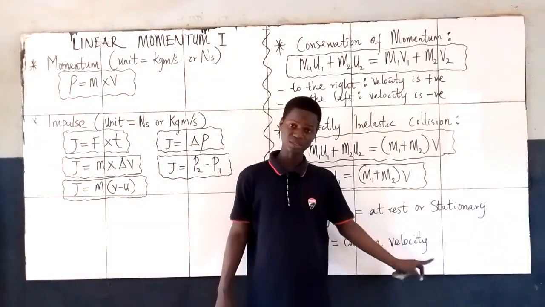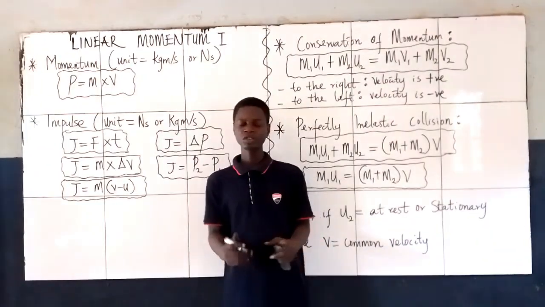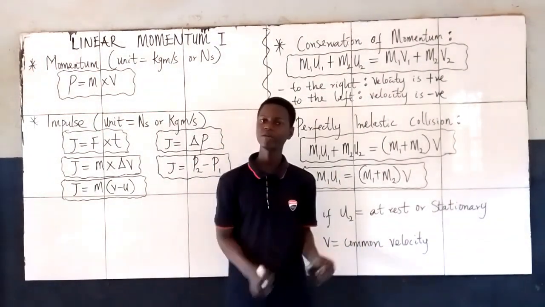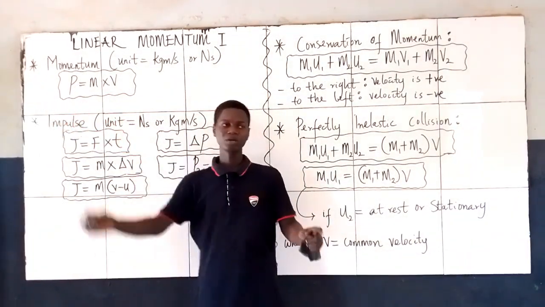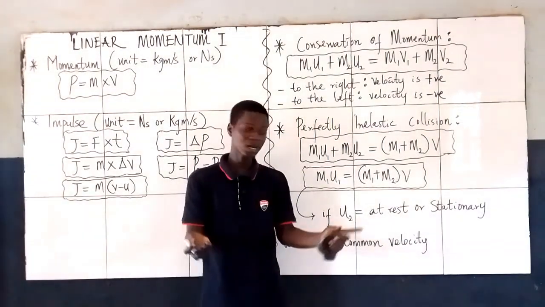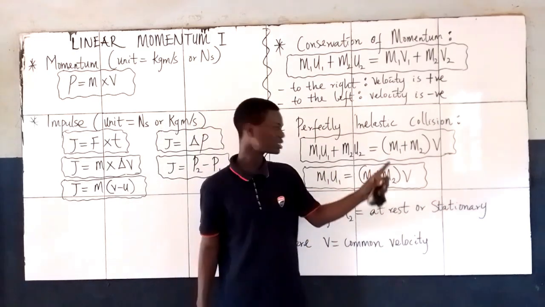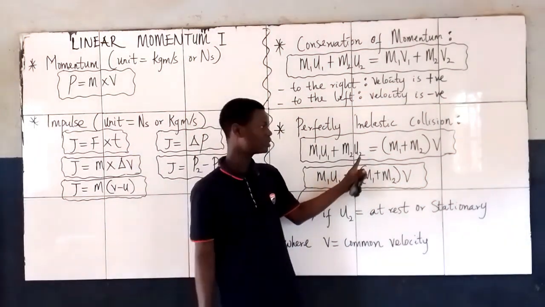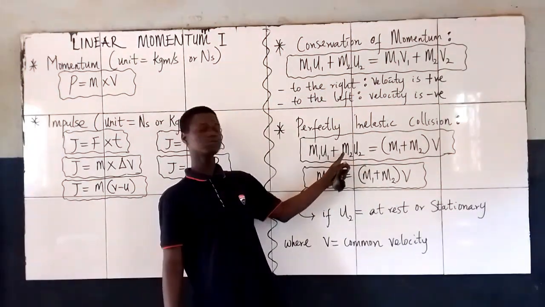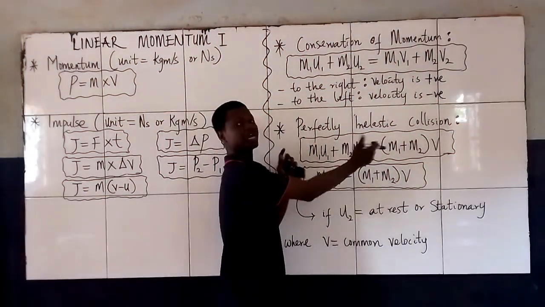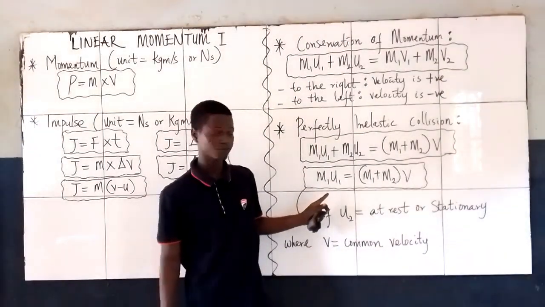The common velocity. Now, because in most cases the M2, that is the second body, you see something like they say a body at rest, stationary. That is the second body, M2, is what? At rest. And if that is the case here, it means that U2 is what? It's 0. And if U2 is 0 here, 0 times M2 will be what? 0. So what you only have on this side of the equation is what? M1U1.